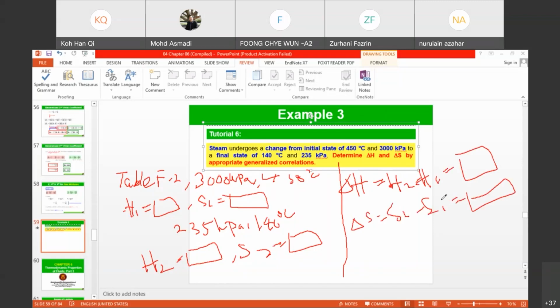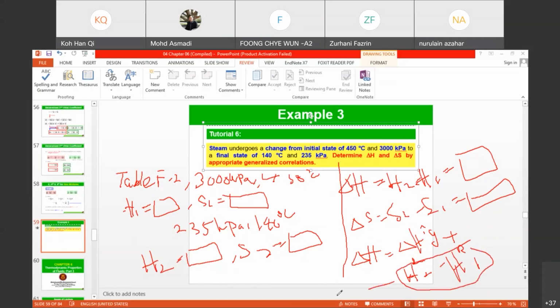Then you substitute into the previous equation, which is delta H equal to delta HIG plus H2R minus H1R. This one is from the virial. So you can get the answer delta H. So please determine the answer.